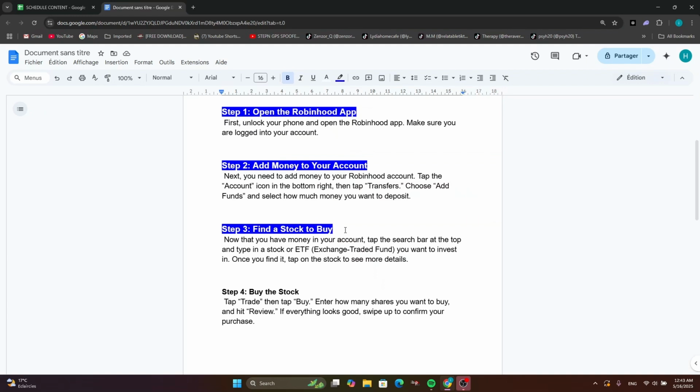After that, find a stock to buy. So now that you have money in your account, tap the search bar at the top and type a stock or ETF, exchange traded fund, that you want to invest in. Once you find it, tap on the stock to see more details.